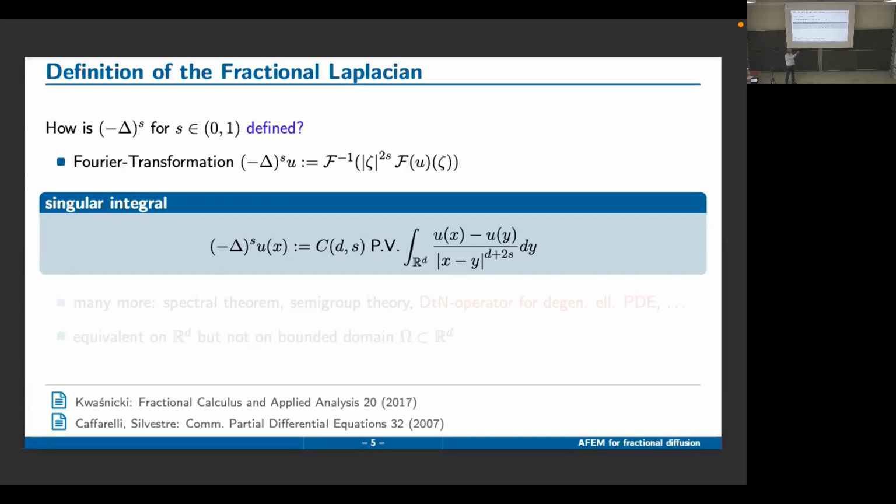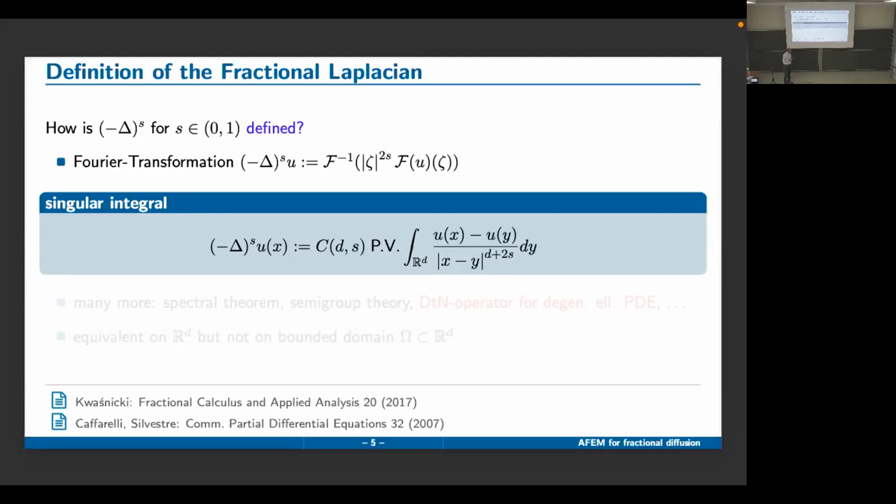It's pointwise defined as a Cauchy principal value, up to some constant, of the function u of x minus u of y divided by some integral kernel. And you can see this fractional power enters here in the singularity of the kernel function.